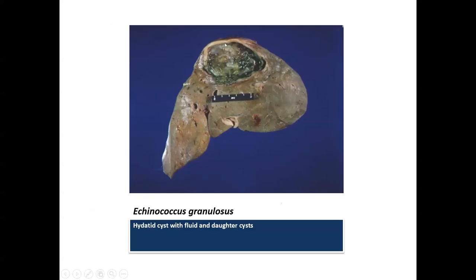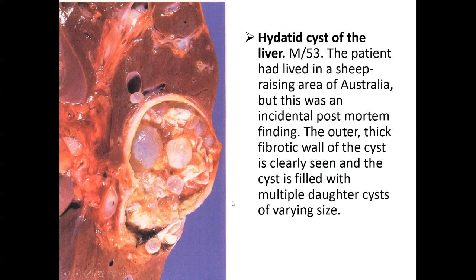Here you see the echinococcus granuloma, a hardened cyst with fluid and so-called daughter cysts. So here you see the echinococcus granuloma, again a hardened cyst of the liver. The patient had lived in a sheep raising area of Australia, but this was an incidental post-mortem finding. So no special symptoms during the life of this patient. You see a very thick fibrotic wall of the cyst, and also the cyst, which is filled with multiple so-called daughter cysts of varying size.